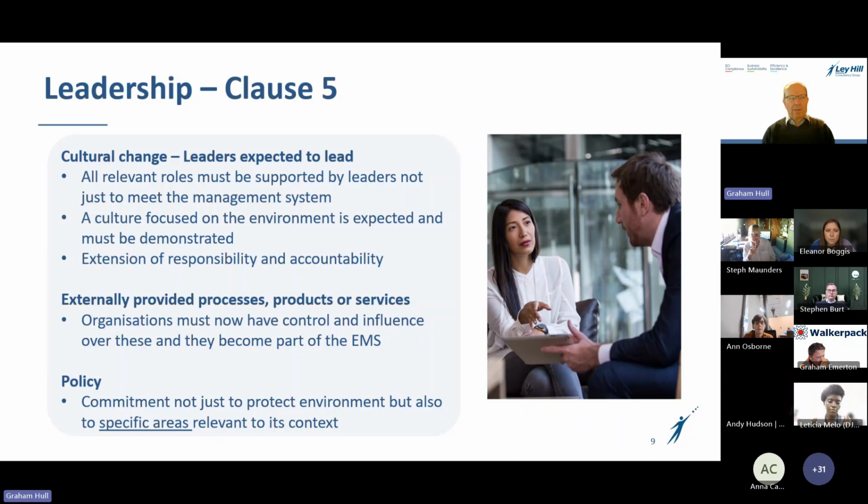I've already talked a little bit about supply chain, but what's called in the standard externally provided processes, products or services is really what we're talking about here. The outsourcing that you do, the things that you buy in to use, the services you buy in to use. But if you have any control or influence over those, they will be part of your management system going forward. You couldn't say, oh, well, it's out of scope because that's something a supplier does. Now, if you can influence that, you have to include that within your management system.